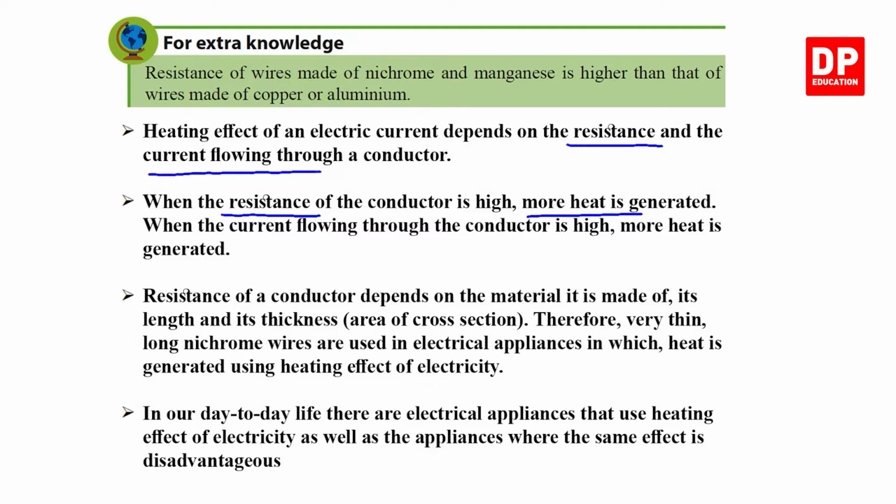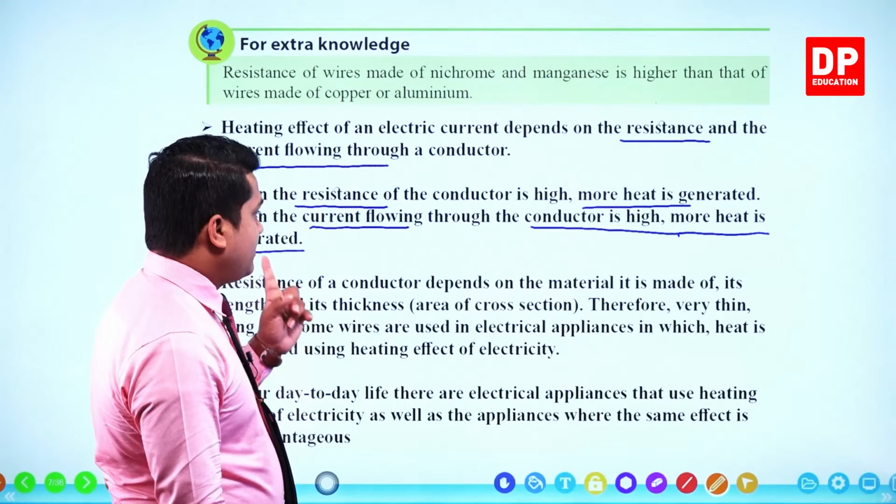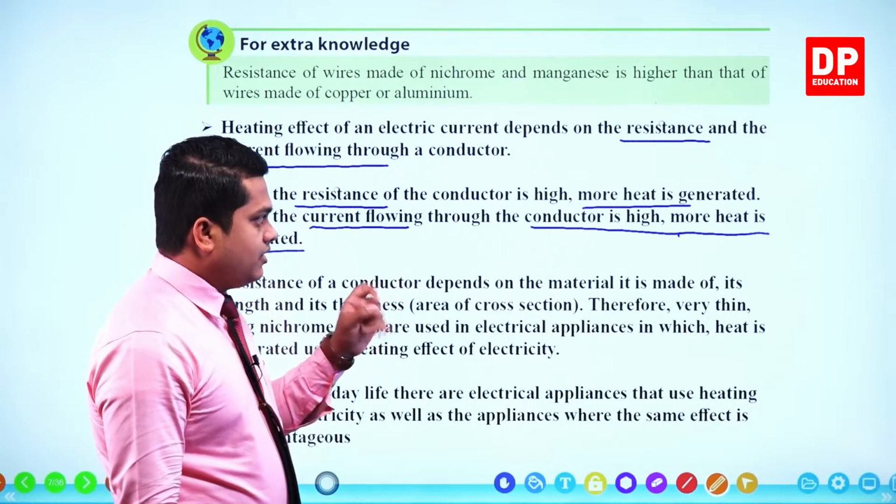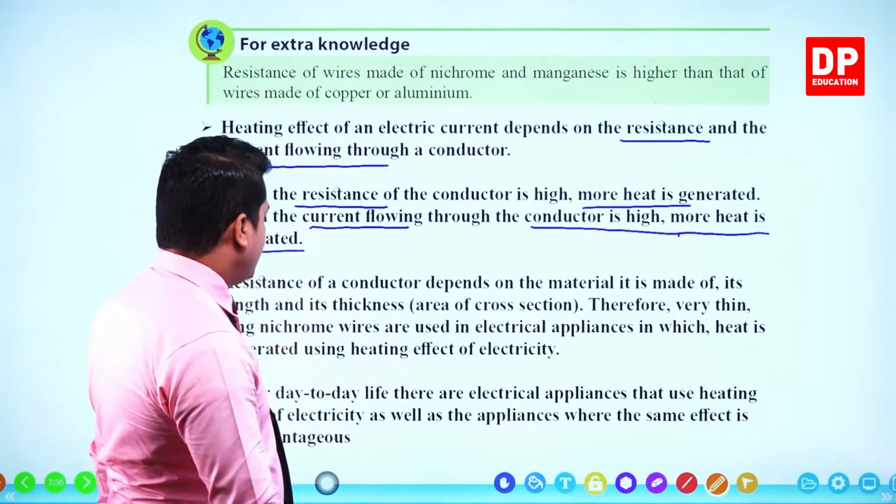When the current flowing through the conductor is high, more heat is generated. So when the current flowing is high, right, more heat is generated. And the other case is that when the resistance is high, more heat is generated.